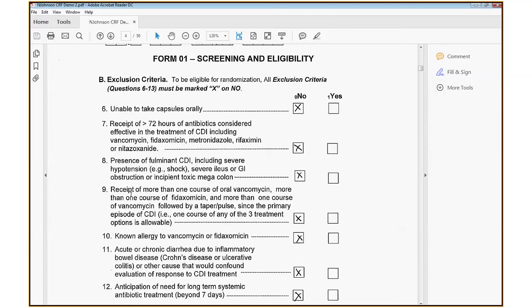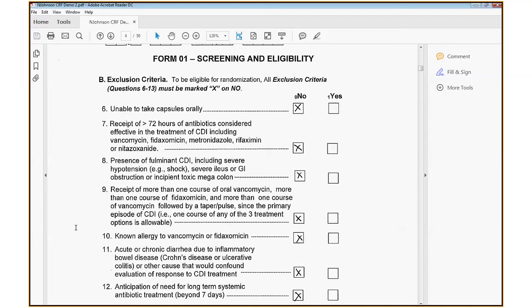To use an example, say at the first recurrence they were started on vancomycin, but they haven't reached over the 72 hours. That's not considered a full course, so that does not count. So they are still eligible for the study. It would have to be a situation where they had a first occurrence, they had a recurrence, and they had the same medication, and then they would not be eligible if they had a second recurrence.